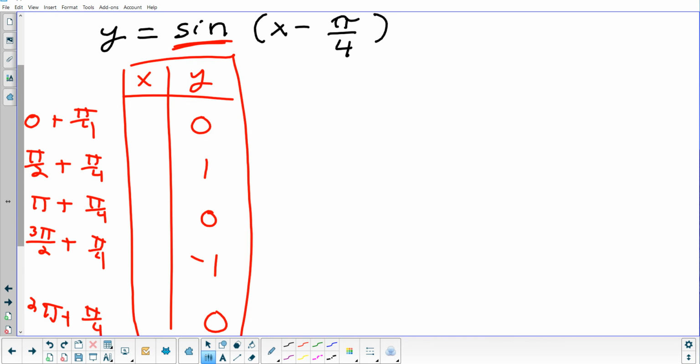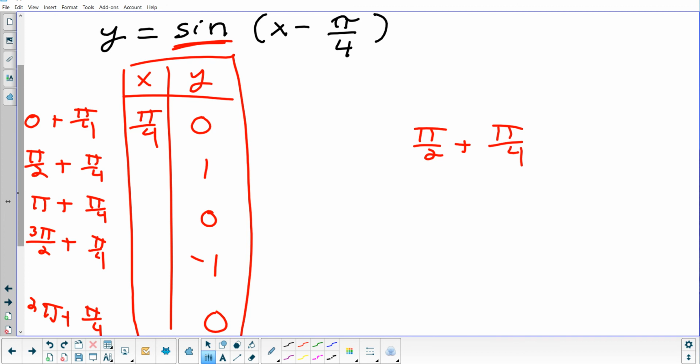Okay, first one, well, pi over 4. When you add something to 0, that's easy enough. Okay, next one, pi over 2 plus pi over 4. What do I have to do to be able to add those two up?